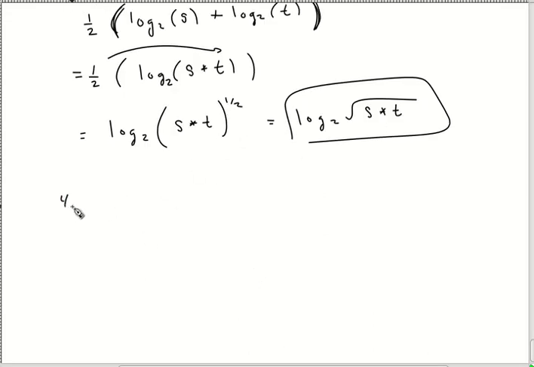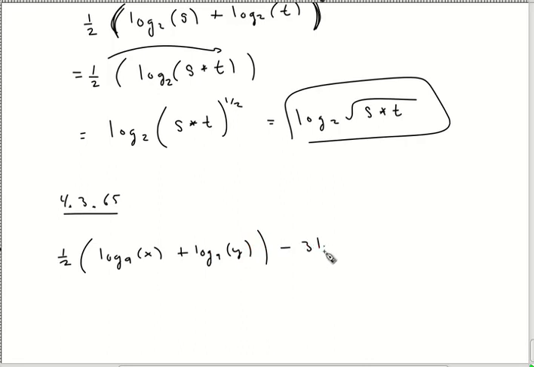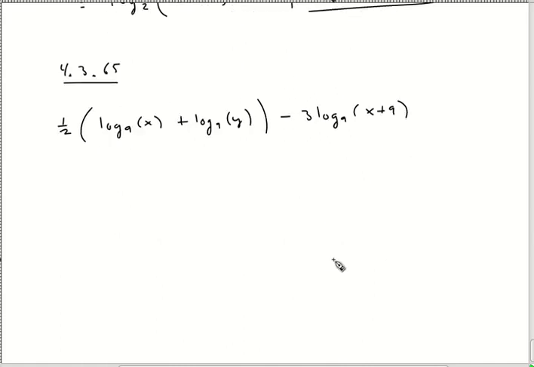Okay. This one's a big one. 4, 3, 65. So I've got 1/2 of log base 9 of x plus log base 9 of y, and then minus 3 log base 9 of x plus 9. Oh my gosh, why are there so many nines? Ugh. It's okay. We'll do this together. That's why we're here. That's why you're here. You're going to watch me do it, and you're doing it too, right?